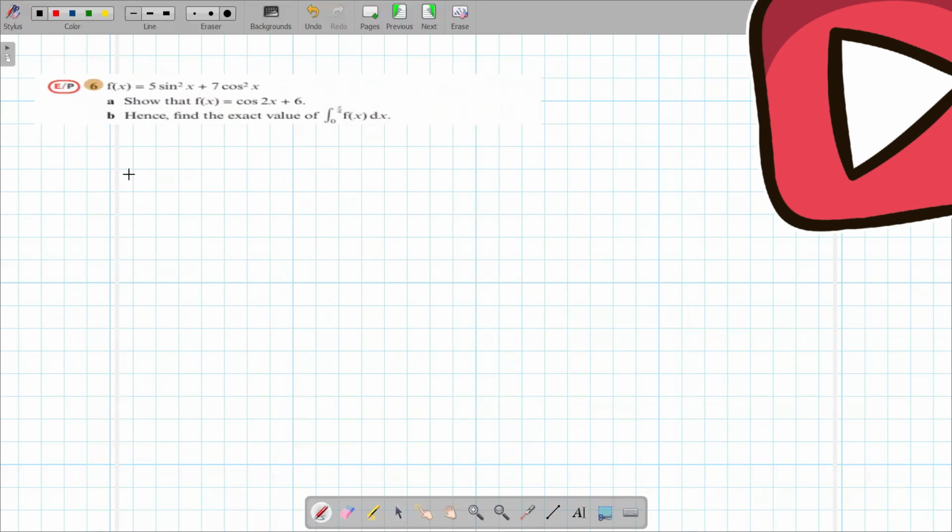We have to show that f of x is equal to cos 2x plus 6. Given is 5 times sine square x plus 7 times cos square x. How can I rewrite it as 6 times sine square x plus 6 times cos square x? Let's break it like this, so we will be left with a positive cos square x and a negative sine square x.